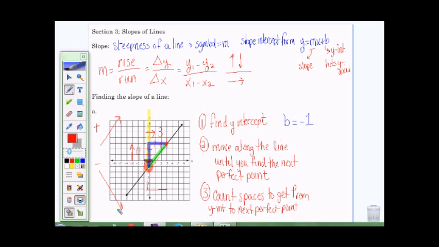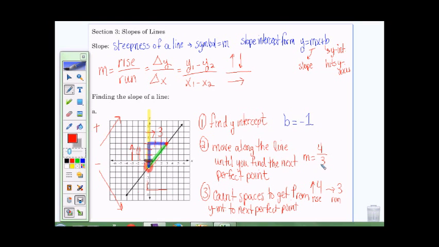Okay, so we've counted the spaces. The up and down part is the top of our rise. So our rise was that we went up 4. And then we went over 3. That's our run. So our slope, in this case, is going to be 4 over 3. And remember what number goes on the top? Rise has to go over run, and you have to get up before you can go running, right? You can't just be running when you're laying on the ground, right?